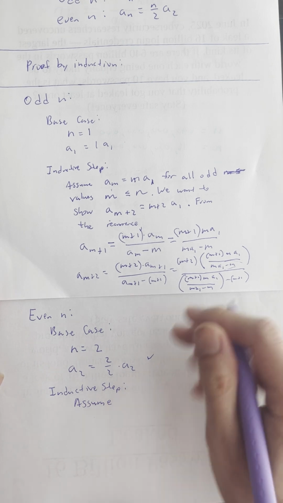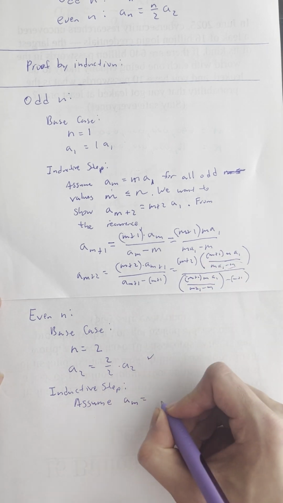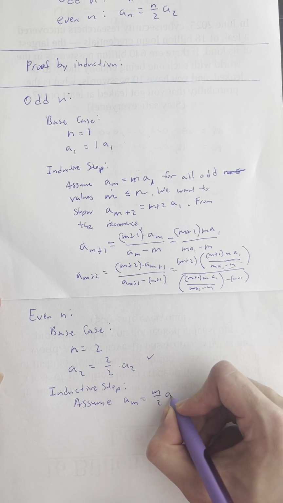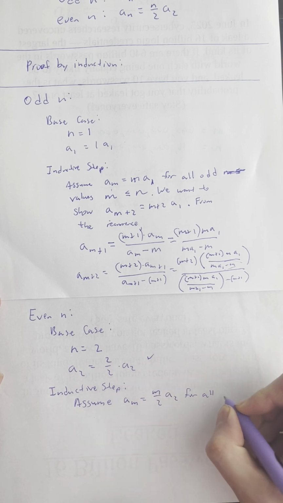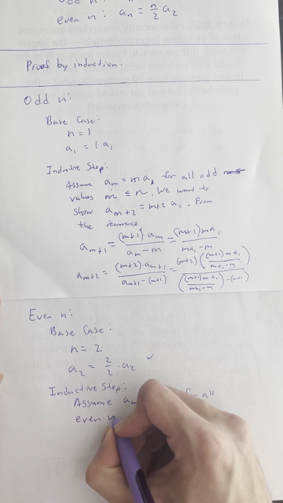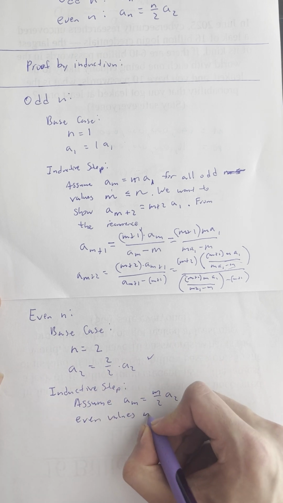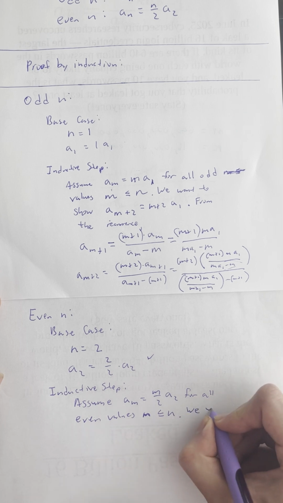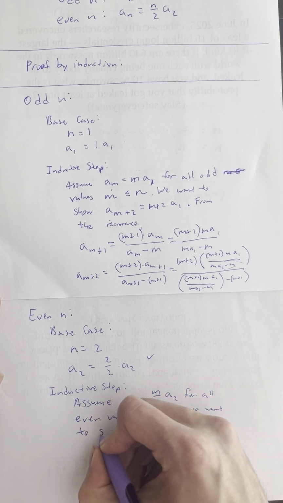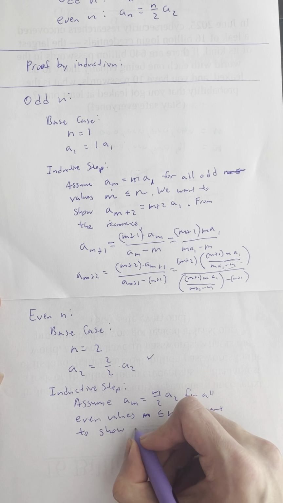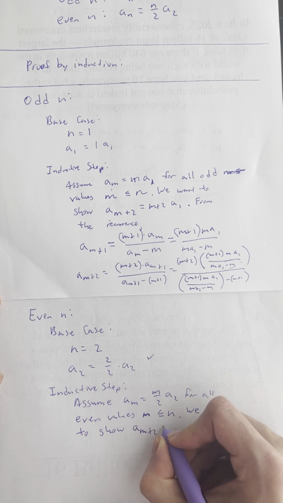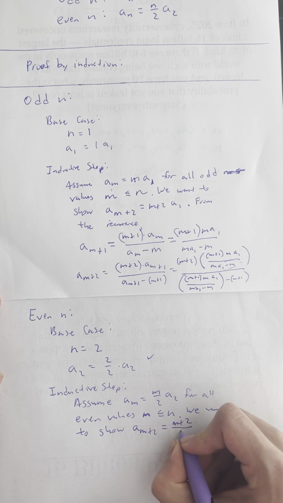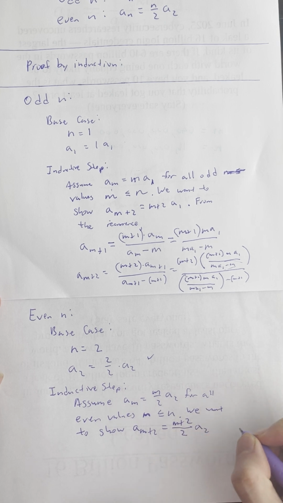Assume am is equal to m over 2 times a2 for all even values m less than or equal to n. We want to show a(m+2) is equal to (m+2) over 2 times a2.